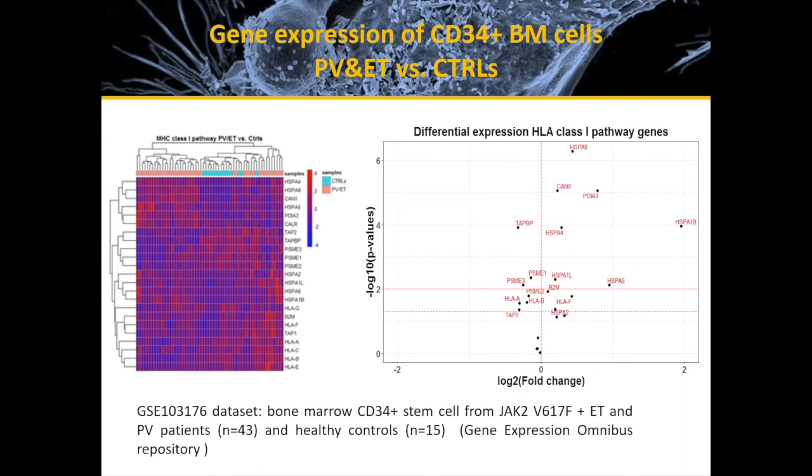We therefore specifically investigated the expression of HLA class I molecules by CD34 positive cells in patients with MPN versus healthy controls. In our study, we used publicly available data sets and selected the genes listed to participate in class I antigen presentation and processing by the Kyoto Encyclopedia of Genes and Genomes.